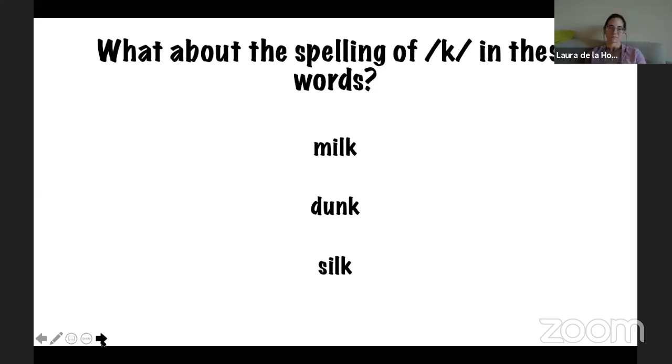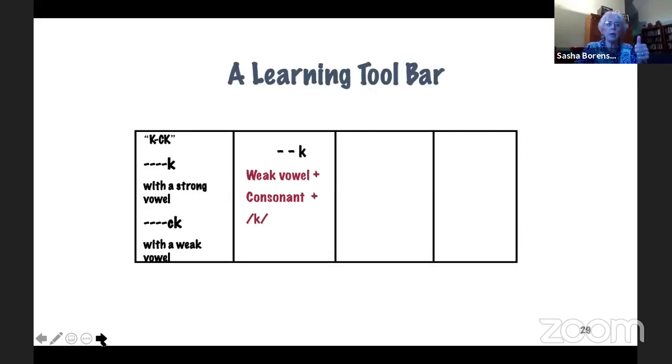The K-CK rule works this way. The CH-TCH rule works this way. The GE-DGE rule works this way. The floss rule works this way. And it also tells you about the doubling rule in multisyllable words. It's the same banana. And I can tell you that once your kids get one rule, they'll say to you, I can figure it out. Because they know to ask themselves, what is the vowel? Is it weak or strong, protected, unprotected? What do I have to do to spell that ending sound?